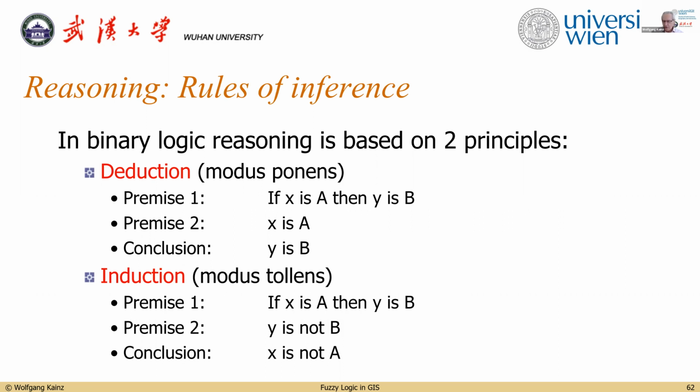So in reasoning, we have two basic rules of inference, two very fundamental, simple rules of inference. In our binary logic, where we have only true or false, we have two rules of inference, and they are called deduction and induction. The deduction also is called modus ponens. That's a Latin expression. And the induction is called modus tollens. So in the literature, you might find these two terms also. The first one is the principle of deduction, which works in this way. If X is A, then Y is B.